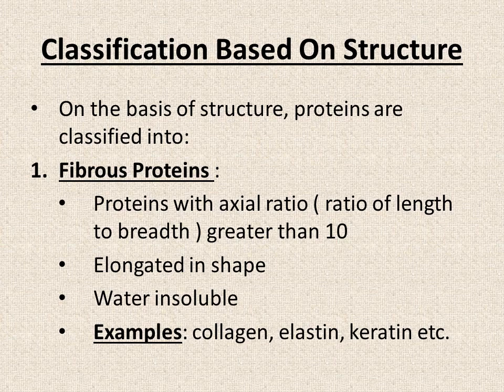As the name indicates, fibrous proteins are present in the form of long fibers, that is, they have an elongated shape, and they can be scientifically described as proteins with axial ratio greater than 10. So what is meant by axial ratio? Axial ratio is basically the ratio of length of the protein to its width. So if this ratio is greater than 10, or in other words, if the length of the protein is 10 times that of its width, then the protein will be classified as fibrous protein.